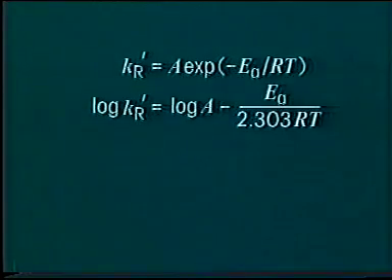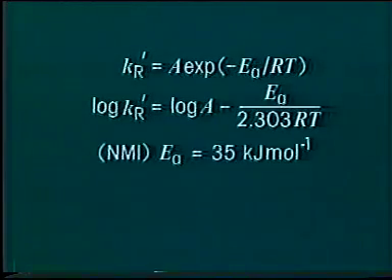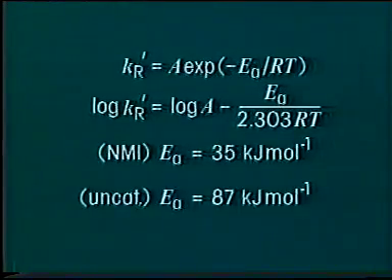Such a plot is indeed linear, has a negative slope, and for imidazole, gives a value of the activation energy of about 35 kilojoules per mole. The activation energy for the uncatalyzed process has been found to be at least 87 kilojoules per mole.